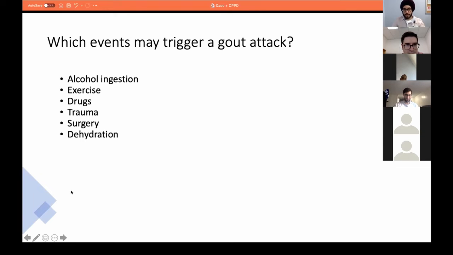Yeah. And the events that can trigger gout: alcohol, exercise. I had a patient the other day who said, you know what, when I was overweight, that's when I got my gout attack, because I was telling him, you need to lose weight, it's part of the gout treatment. He said, when I was exercising, that's when I got gout. So exercise can trigger gout. So can stress and dehydration, so make sure the patient stays well hydrated.